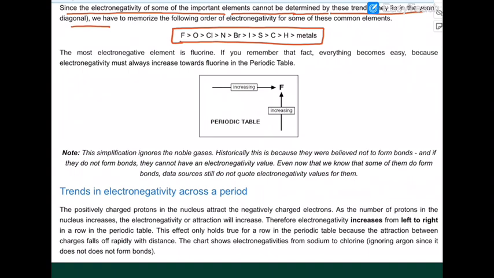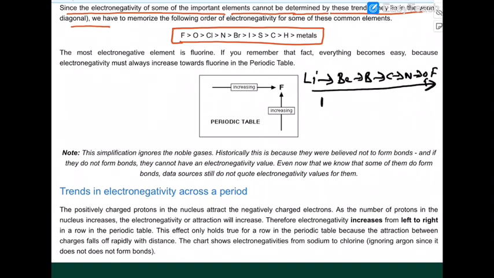But the trend can be easily seen that from left to right it increases. If you go across from lithium to beryllium, then beryllium to boron, then boron to carbon, then to nitrogen, then to oxygen, and then to fluorine, what happens? Electronegativity continuously increases due to the increase in effective nuclear charge.